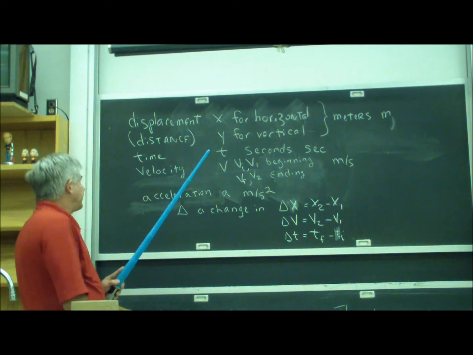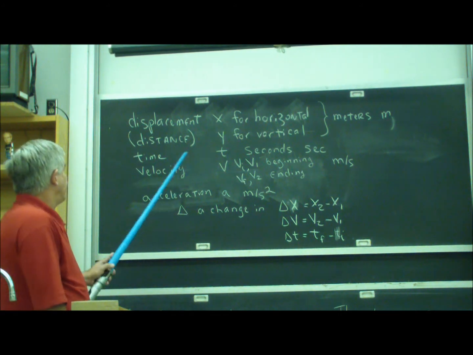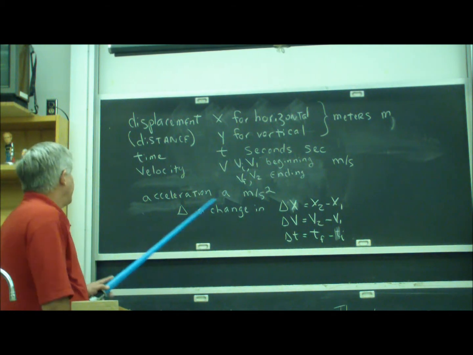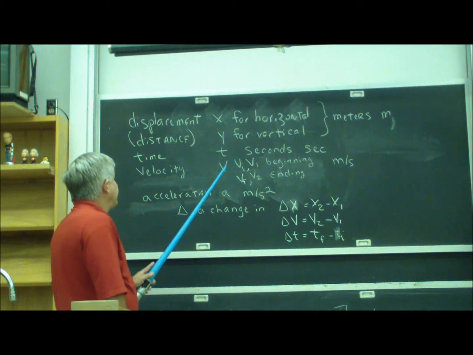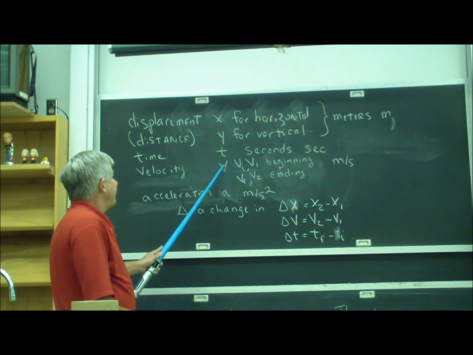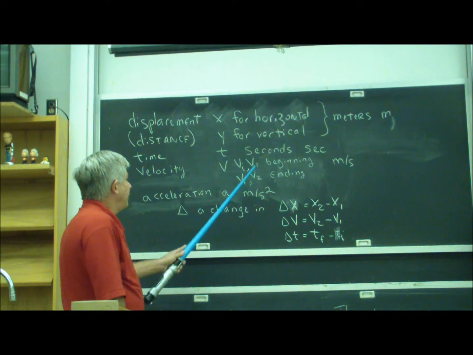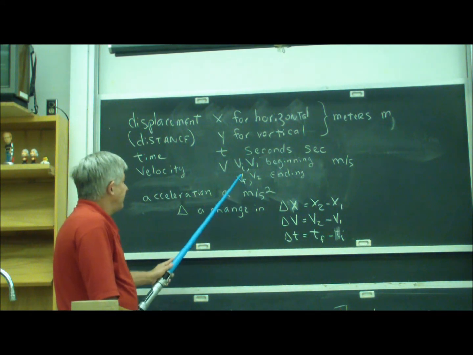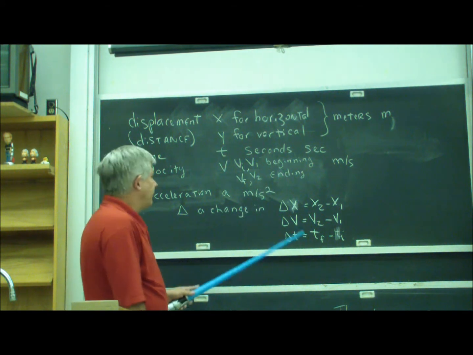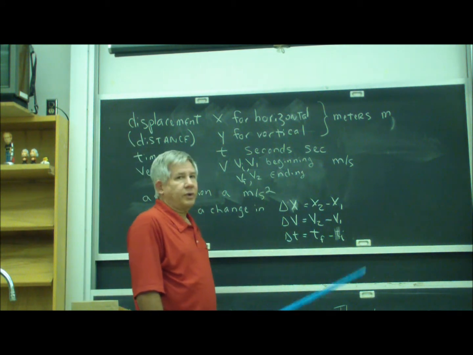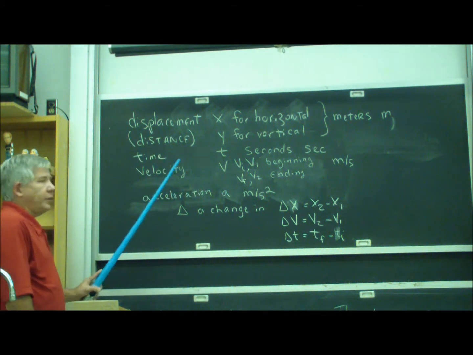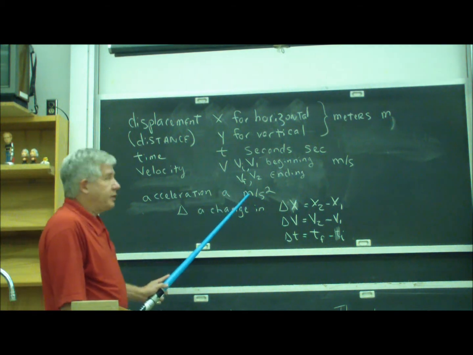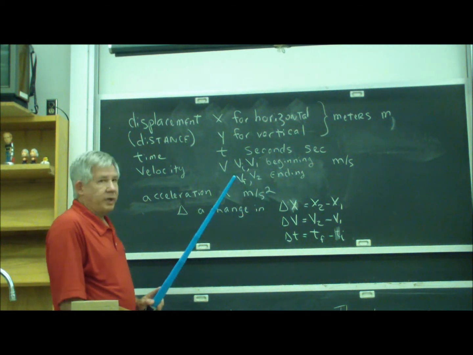Velocity is kind of related to speed. Velocity is more with direction, whereas speed is not. We'll talk about that a little bit later on in class. Velocity is given as v. The initial velocity, or v1, is the beginning velocity, and vf, the final, or v2, is the ending velocity, and velocities are given in meters per second. Acceleration is a change in velocity, and it's given as a, and the unit is meters per second squared.